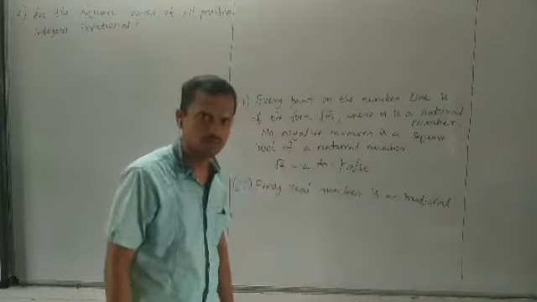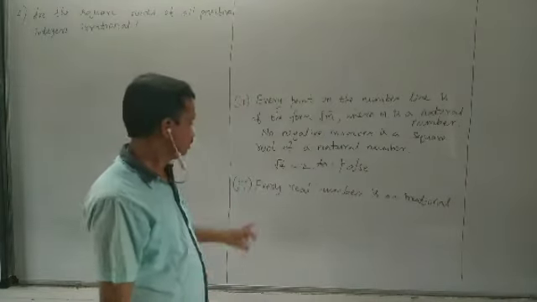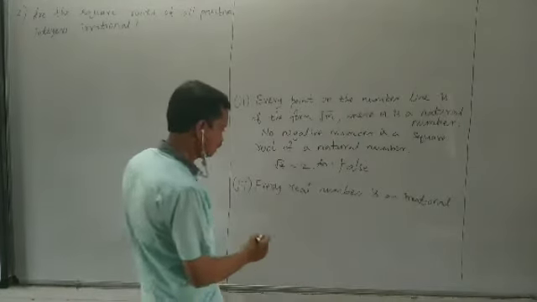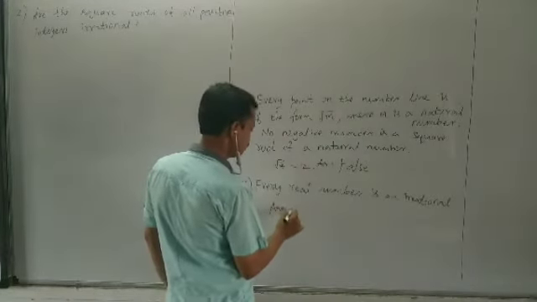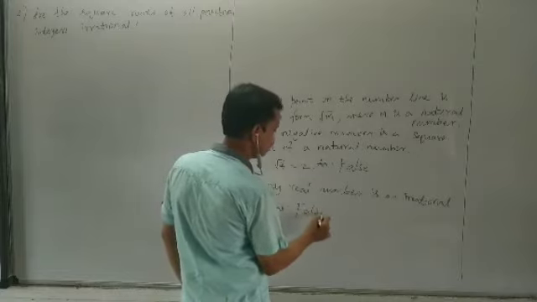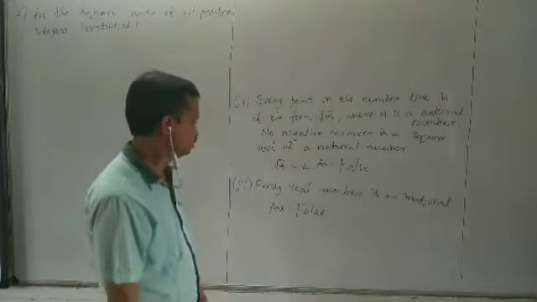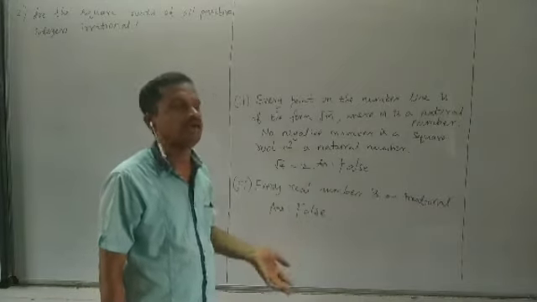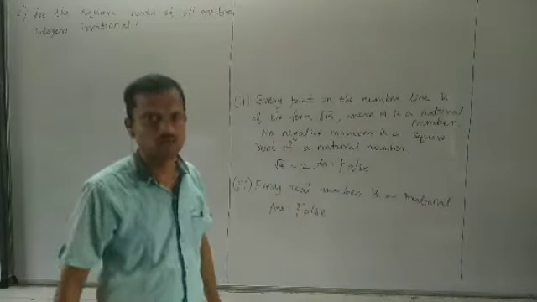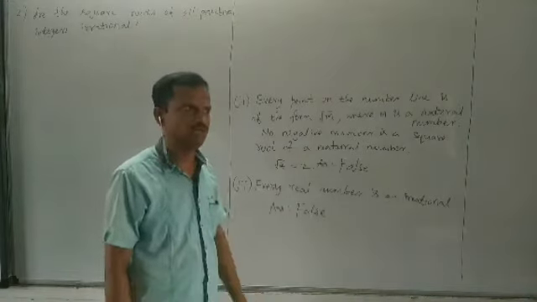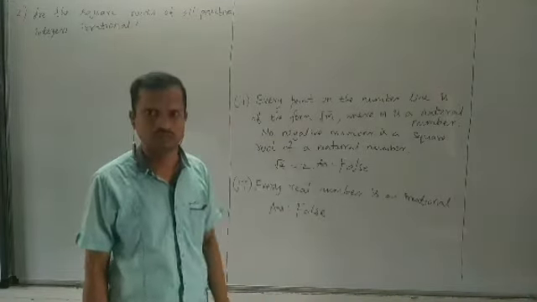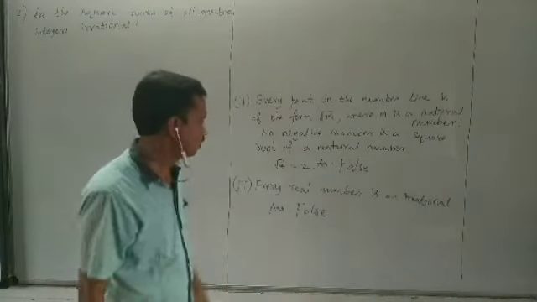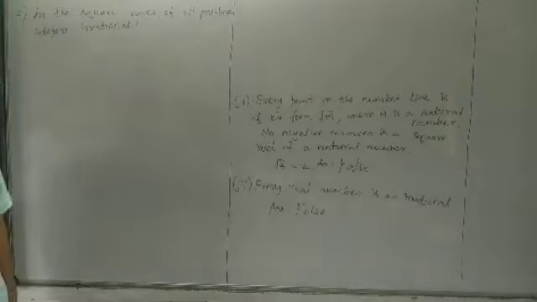Okay? It's clear to you? Every real number is an irrational. The answer is what? I think you know very well. Answer is false. Because real number means both rational and irrational combined. So every real number may be rational or irrational. But in the question they have given irrational. So it is false.